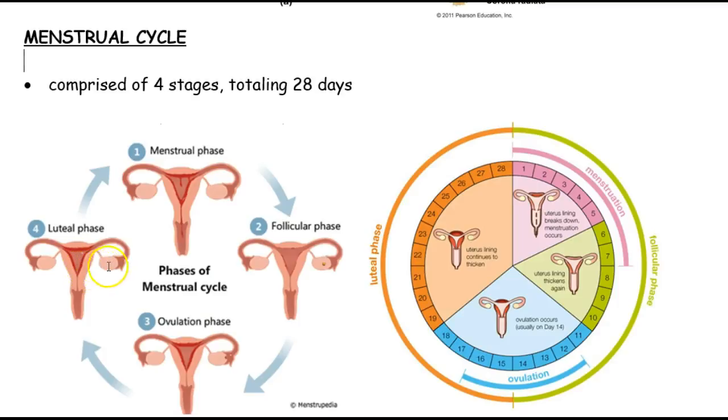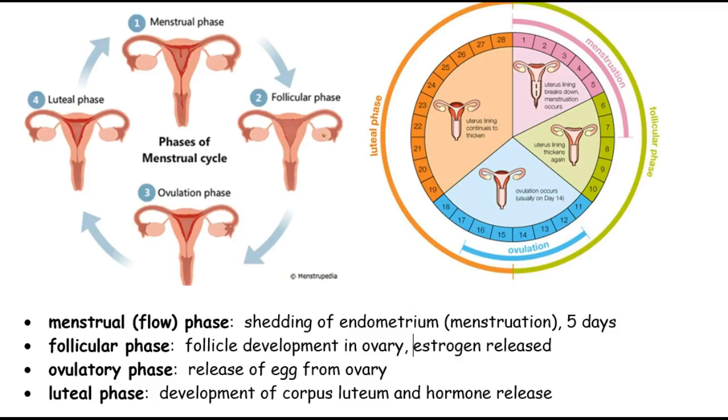And so depending on whether this egg that was released on day 14 or so is fertilized, the menstrual phase will occur, and if the egg is fertilized, then menstruation will be halted, and that endometrium will stay in place to nourish and support that growing zygote. So in case you're interested in writing some of these details down, here they are: the menstrual or flow phase, follicular phase, ovulatory phase, and the luteal phase.